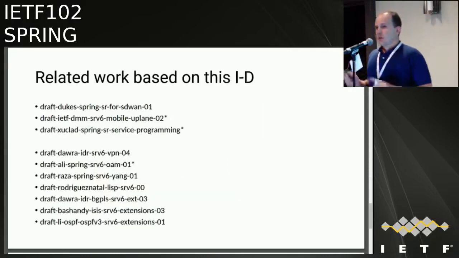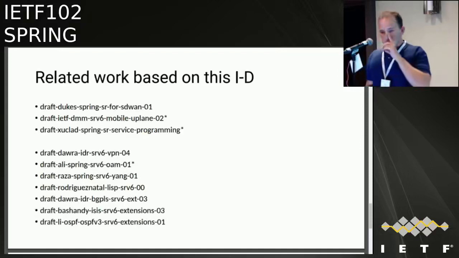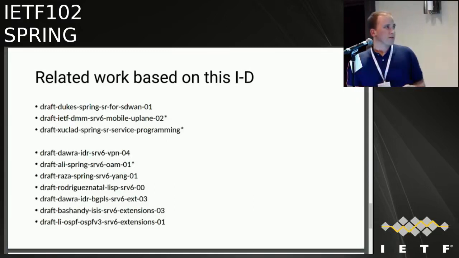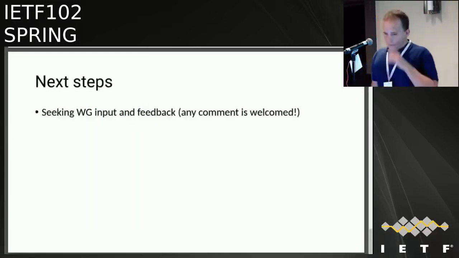Now, some of the related work that is based on this draft is, for example, draft Dukes Spring SR4SDN, and draft IETF DMM SRv6 mobile user plane. Notice that the DMM draft is defining new SRv6 functions, which are specific to mobility, and since they are specific to mobility, these functions are defined in that draft rather than in this one. Another draft is the SR service chaining draft, which was previously presented, and then we have the SRv6 VPN, SRv6 OAM, which is also defining new functions, SRv6 YANG, LISP SRv6, BGP-LS SRv6, ISIS, and OSPF SRv6.